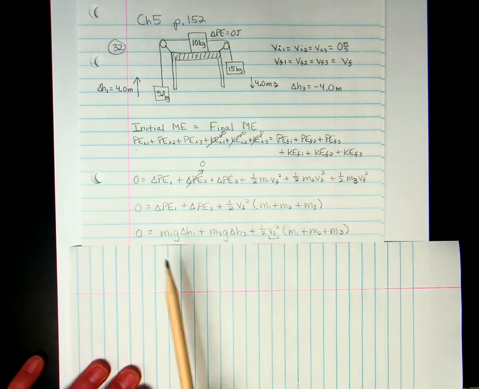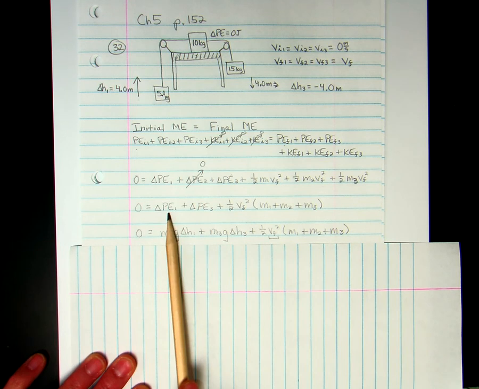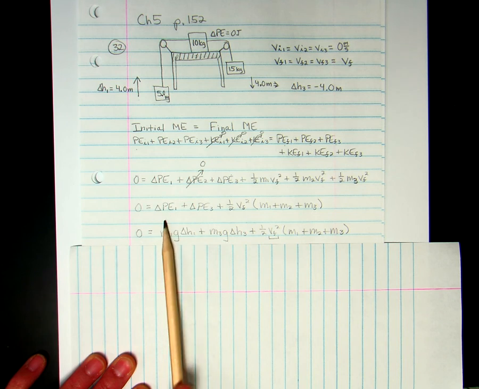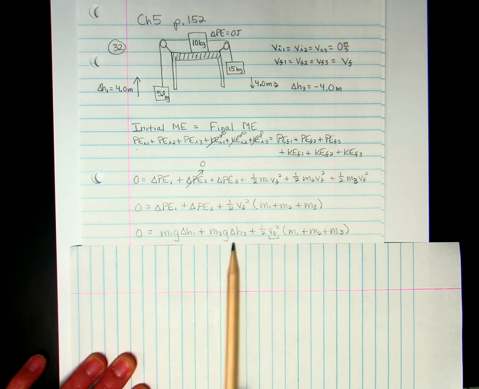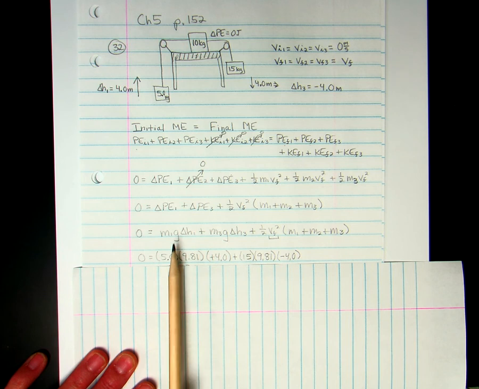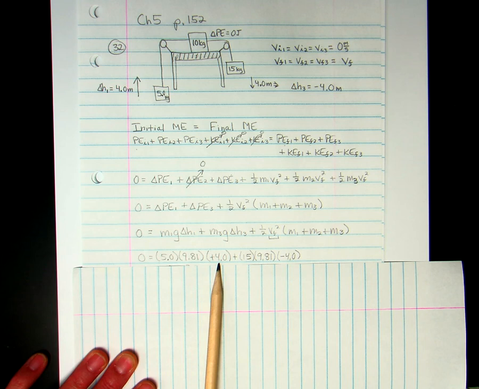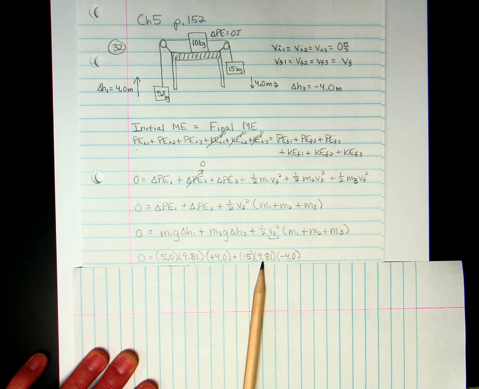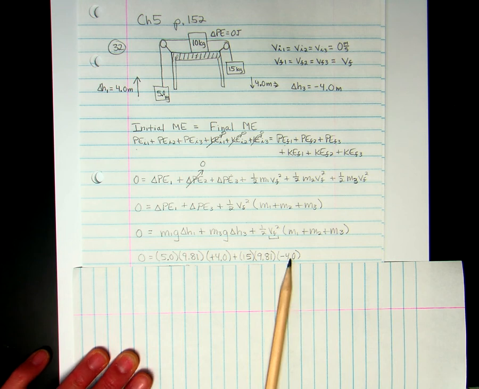So now I'm putting in the formula for potential energy. That's mg, and it's a change in potential energy, so it's delta H. I've done that for each of the blocks. We're going to find V sub F. Now, block 1 is 5 kilograms, acceleration due to gravity 9.81. It goes up 4 meters, so you put a positive 4 there. Block 3, on the other hand, of 15 kilograms, 9.81 is the acceleration due to gravity, goes down 4 meters, so you put in a negative number there.